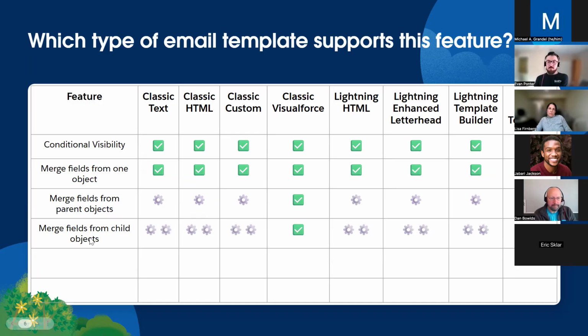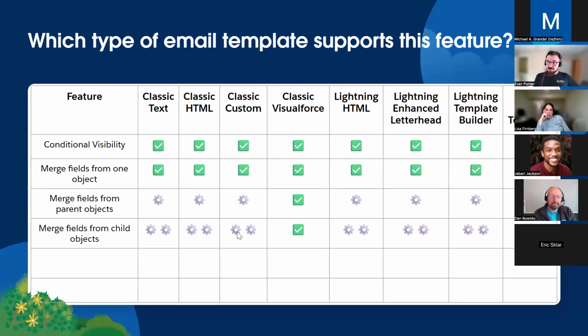The flip side of that would be bringing in information from child objects. A lot of times the use case here is a receipt. So you might create an opportunity and put a bunch of products against that opportunity, and you want to send an email to the person who submitted that opportunity saying, thank you for your payment of X amount of dollars. Here are all the products that you purchased as part of your order. And you'd want to list out all the opportunity products with their amount, any notes, et cetera, et cetera.